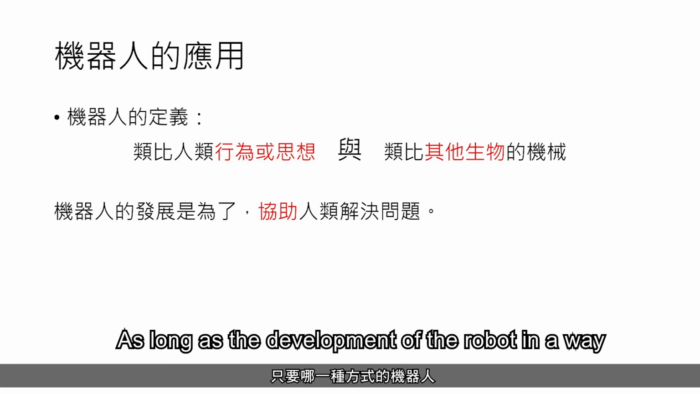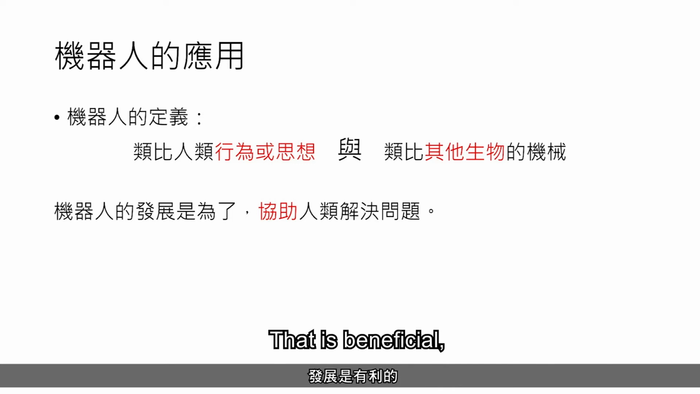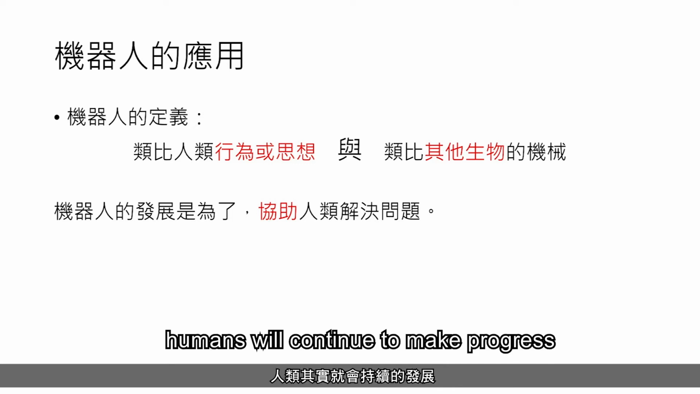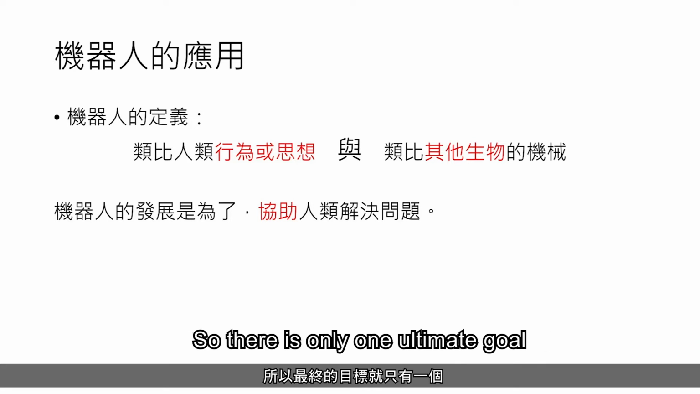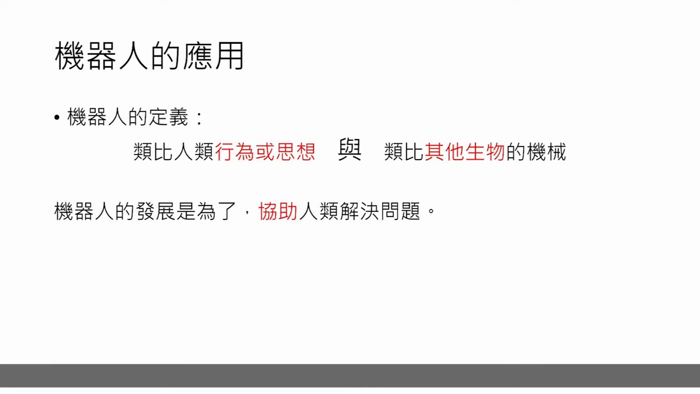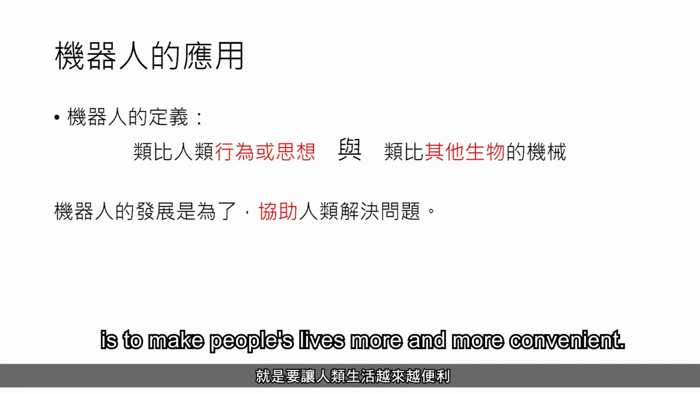As long as the development of the robot is in a way that is beneficial, humans will continue to make progress to make up for the shortcomings of humans. So there is only one ultimate goal. The goal is to make people's lives more and more convenient.